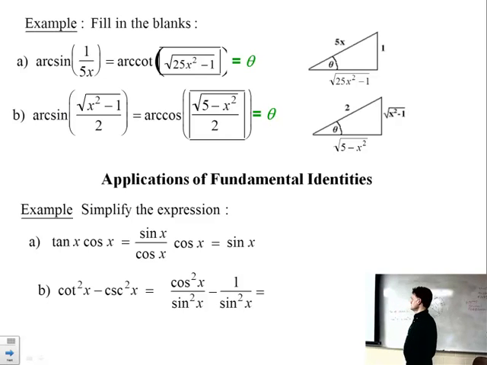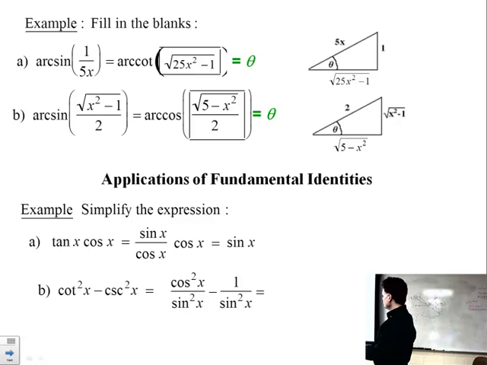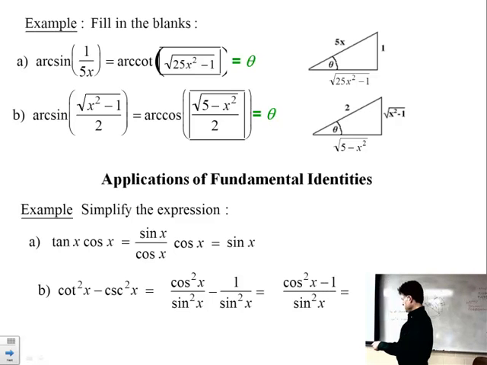Okay. So for here, cosine squared over sine squared, because cotangent is cosine over sine, minus 1 over sine squared. Now I can combine those fractions. Get this. And now what you can do is say, okay, what's that on top? It's actually minus sine squared x.